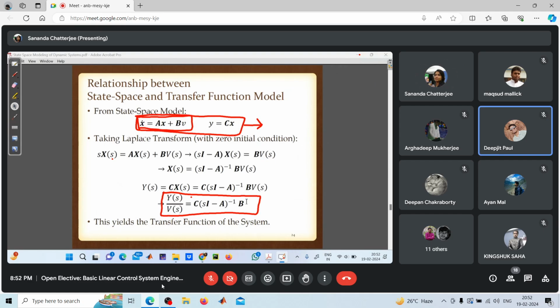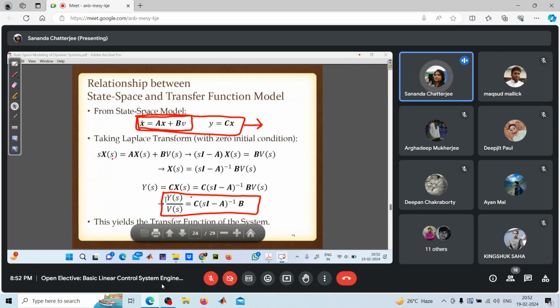If there are more than one input and more than one output involved, then this transfer function representation will be a transfer function matrix representation. That is a matrix that will have elements that are transfer functions. Okay.